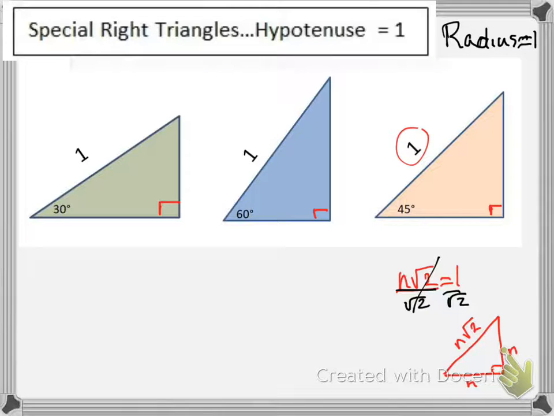So those cancel out. And I have n equals 1 over root 2. But I don't want to leave a radical in the denominator. So I'm going to multiply by root 2 over root 2, so that I end up with root 2 over 2. That's going to be this leg, and it's going to be this leg.